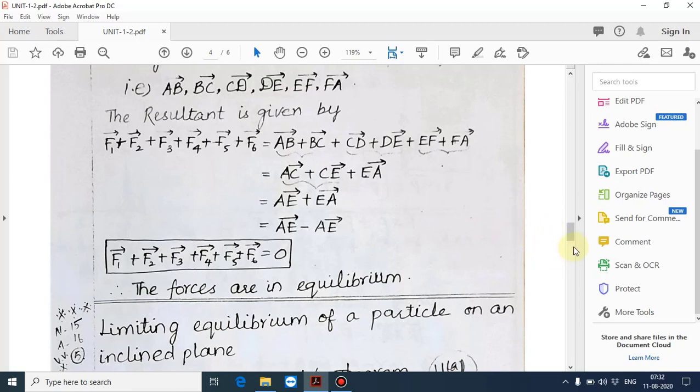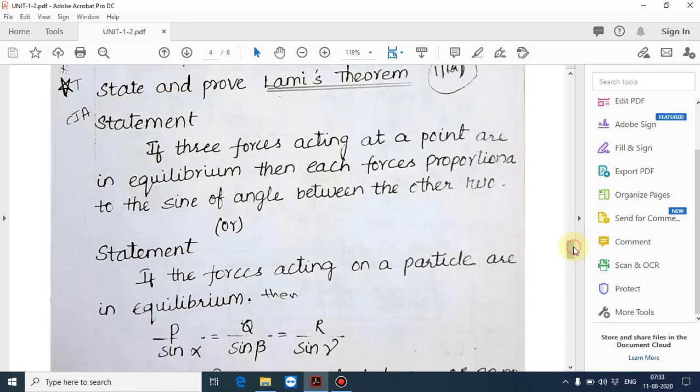Next you see, next theorem. All the theorems are important. Next, limiting equilibrium of a particle on an inclined plane. This is very important. State and prove Lami's theorem. Very important, girls. Every time they will ask.